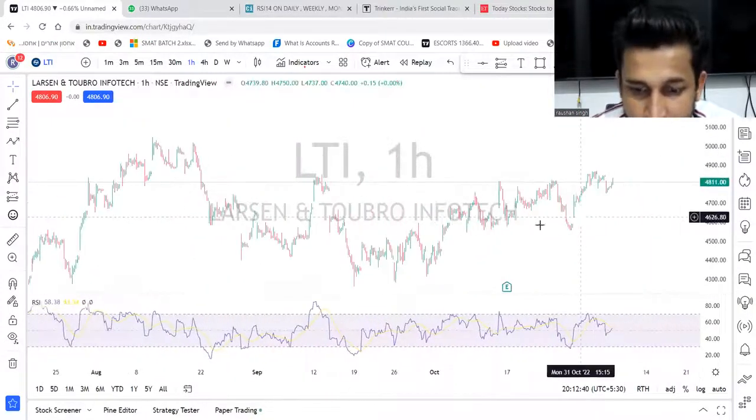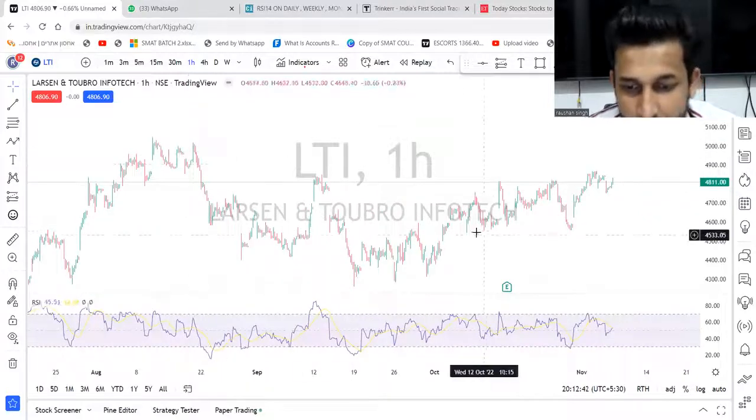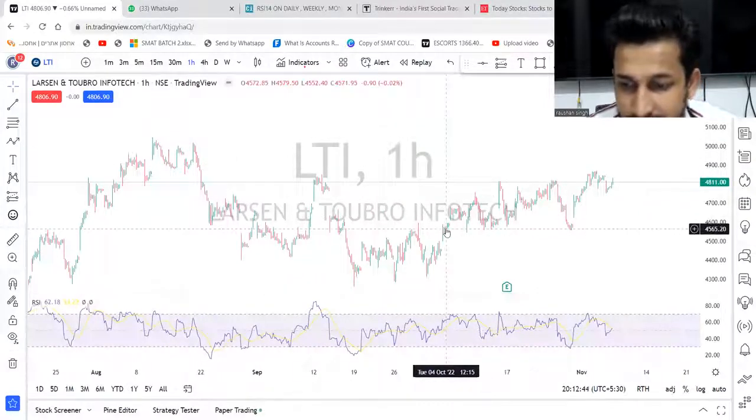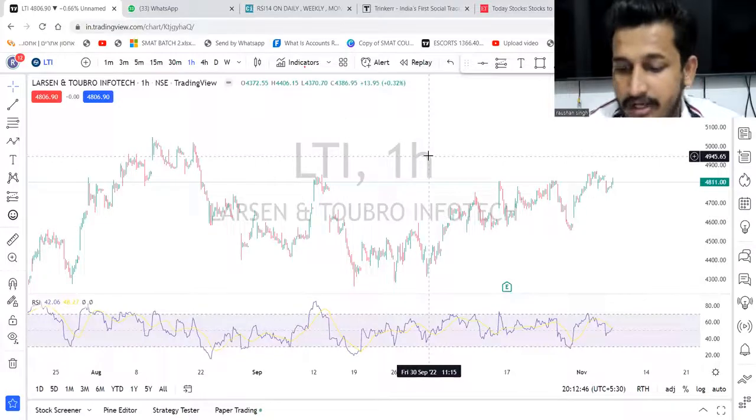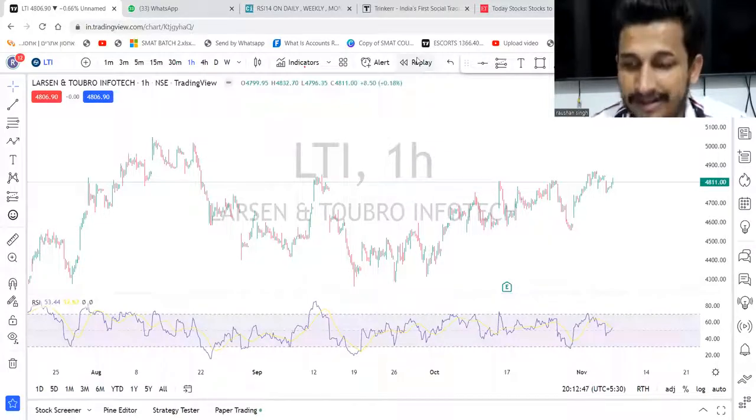LTI, if I say, had an entry according to what I taught you at around 4, 5, 6 minutes. So always understand one simple thing: believe in yourself rather than believing in news or anything else. It's good to know the fundamentals of the stocks, but fundamentals are a totally different concept, which we are not covering in the Smat classes. Let me know if you have any doubts.